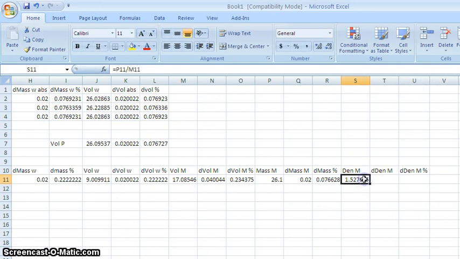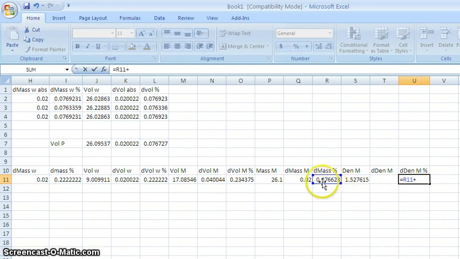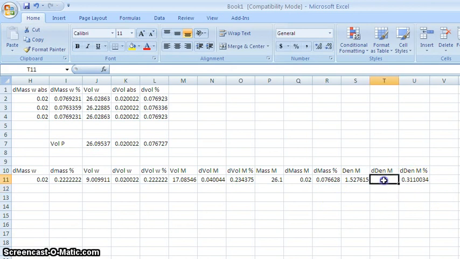Since this was obtained from division, I need to first get my percentage. I have to add the percents. So this is going to equal the percent error in the mass of the metal plus the percent uncertainty in the volume of the metal. And there is my percent uncertainty. And if I want to figure out what the absolute is, I change this back to a decimal, and I times it by the actual.